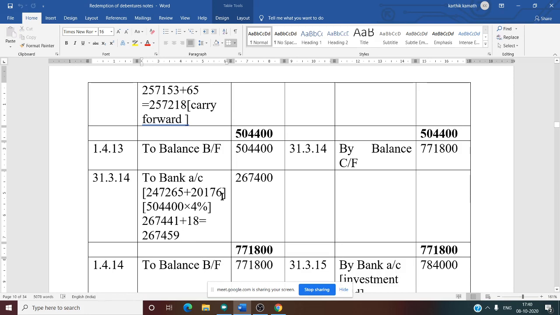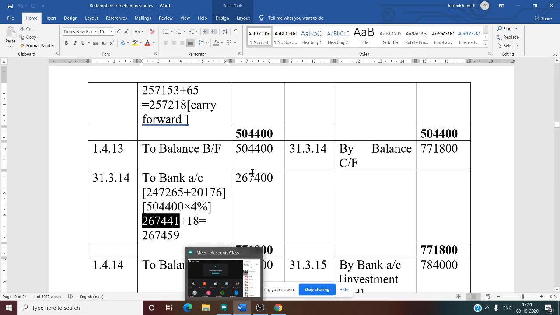So how to calculate interest? Interest we need to calculate on opening balance of each year. What is the opening balance this year? 5,04,400. So on 5,04,400, you need to take 4%. So the interest amount we are going to receive is 20,176. So what is the total now? 2,47,265 P and L plus interest 20,176. Total will be 2,67,441.